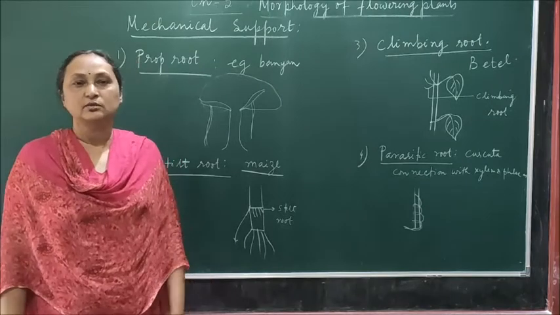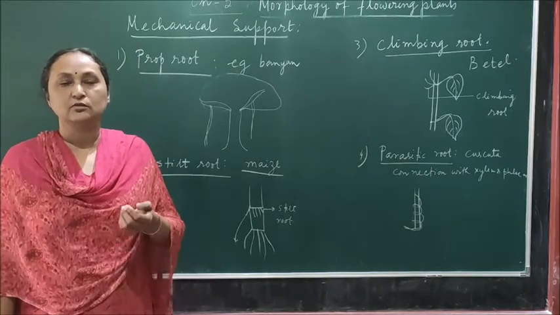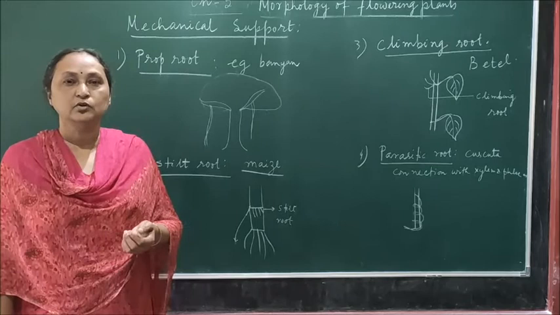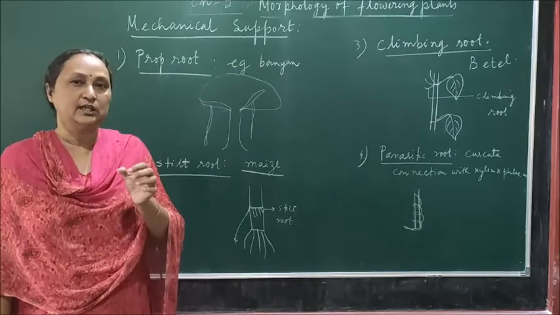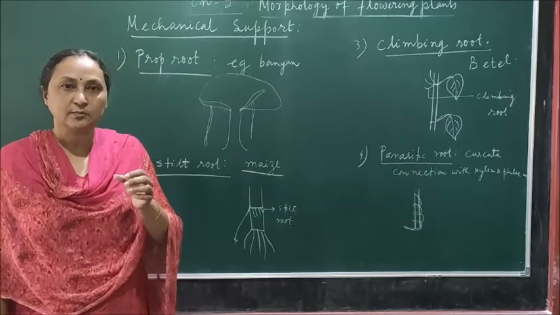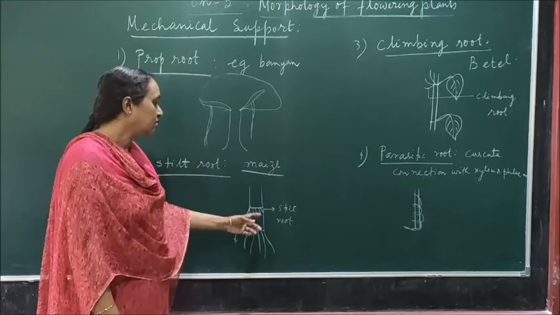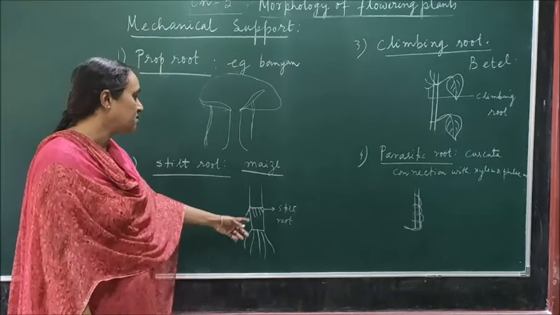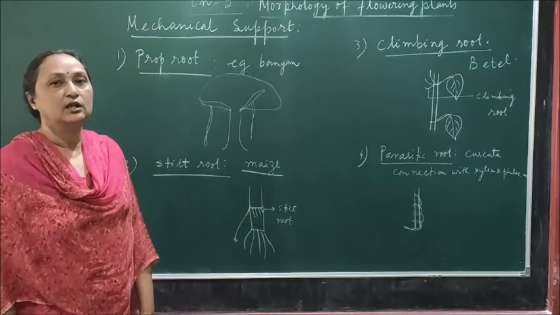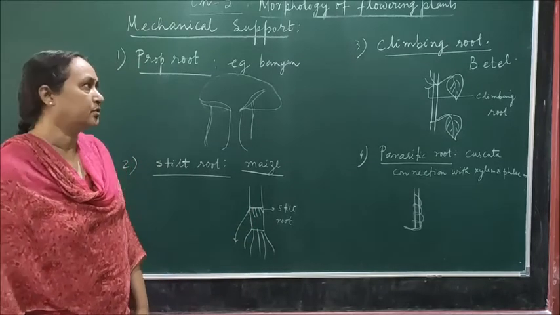Because these are also tall plants, these are also monocot plants, and in monocot plants you can find the stem is thin. So to provide support to the thin stem, besides the normal roots, the roots which develop from the basal nodes also enter into the soil and provide general support.